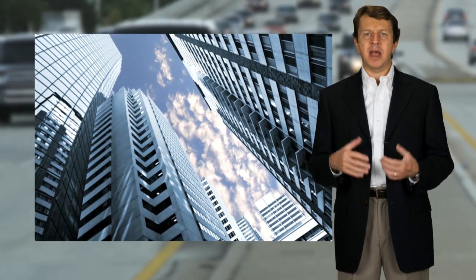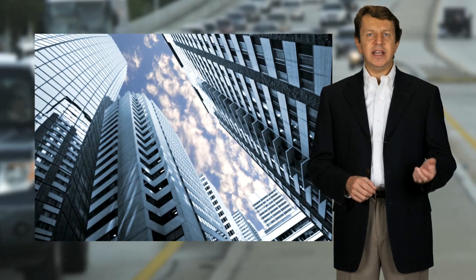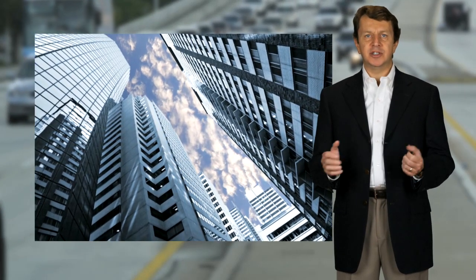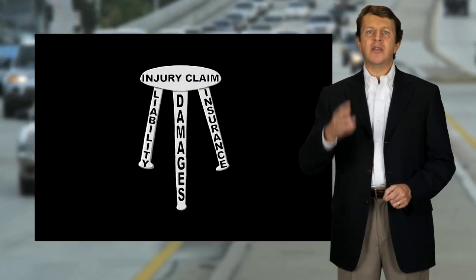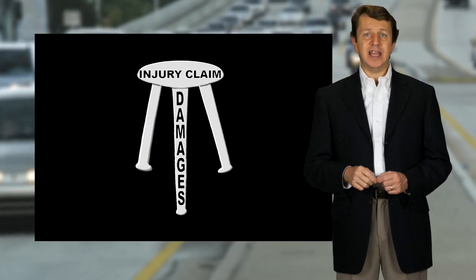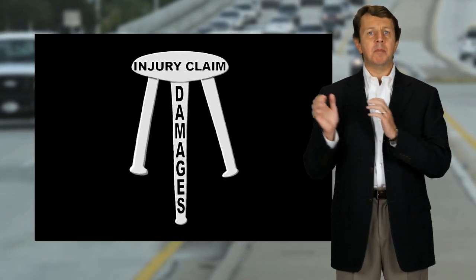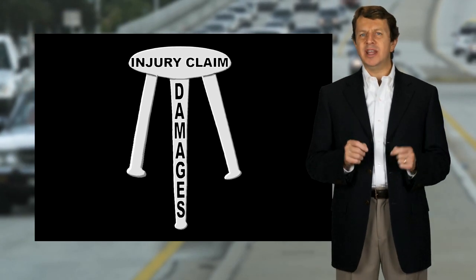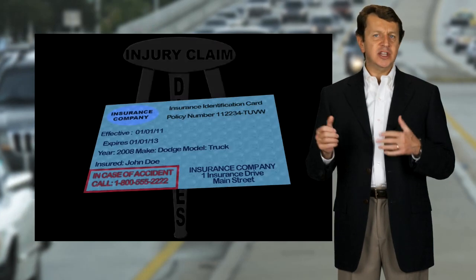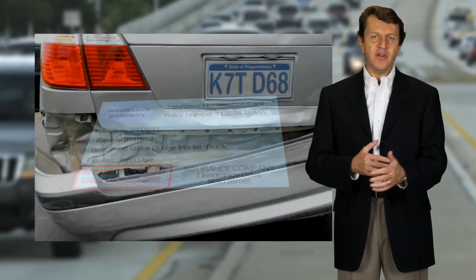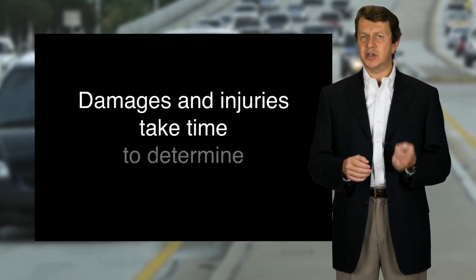Now, if you were hurt by a big company, there may be lots of insurance coverage. But finding out if there is insurance and how much insurance there is going to be a very important part of your claim. Now, the third leg of a personal injury case is damages. What damages were caused by the accident? This is really the only part of your claim that is unknown at the beginning. The insurance limits are what they are. The fault for the accident is what it is. But your damages and injuries take time to determine.